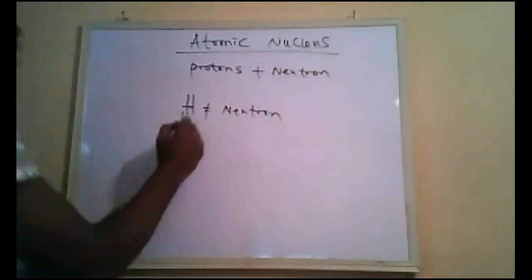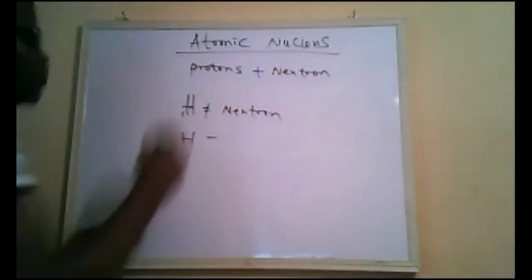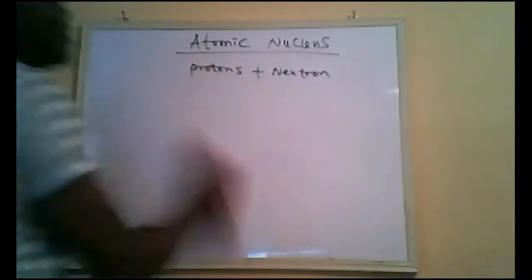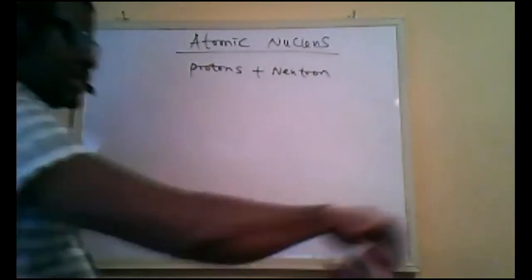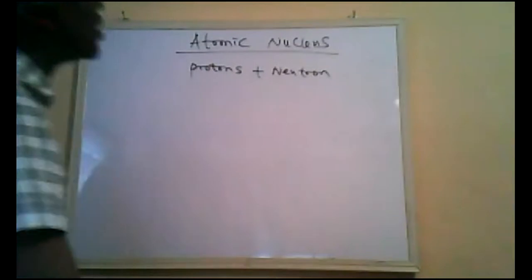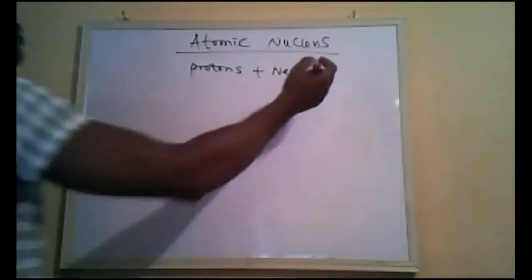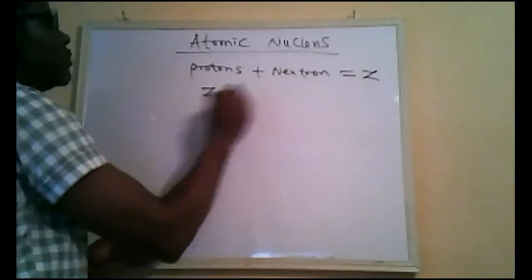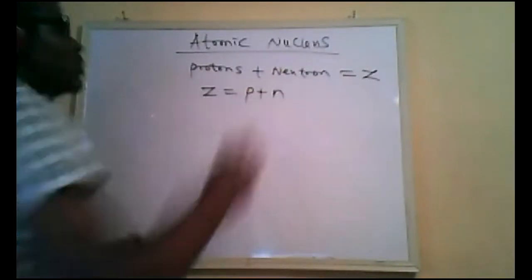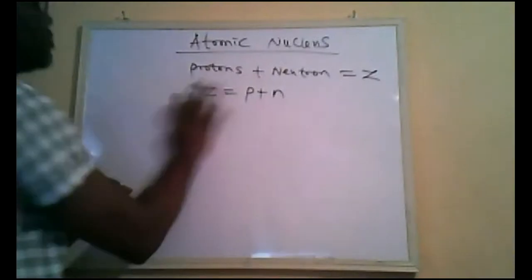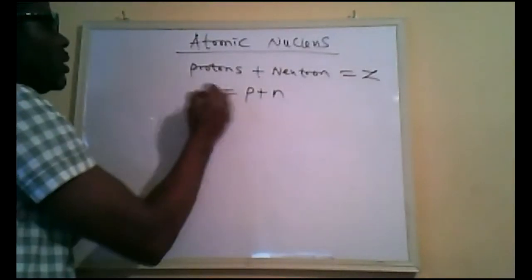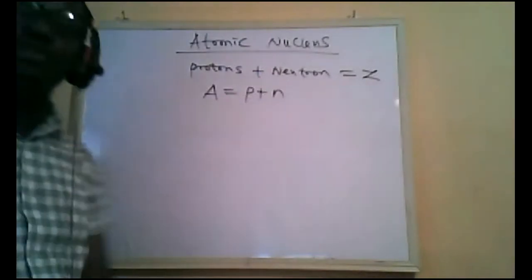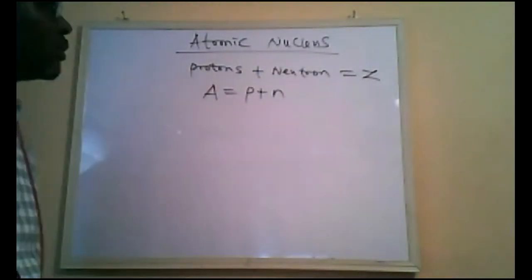So for example, hydrogen-2 has 1 neutron and 1 proton, tritium has 2, and so forth. So all nuclides actually have protons and neutrons, and this is what constitutes the mass number: Z, the proton number, plus the number of neutrons constitutes the mass number of an atom.